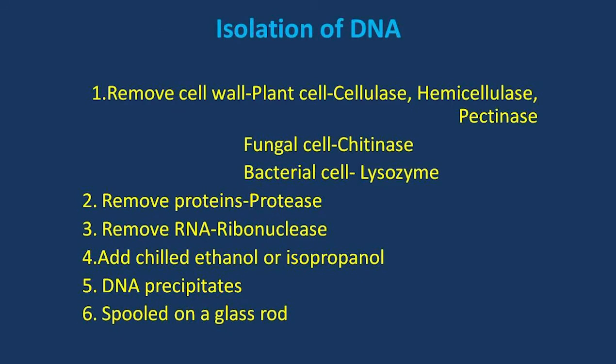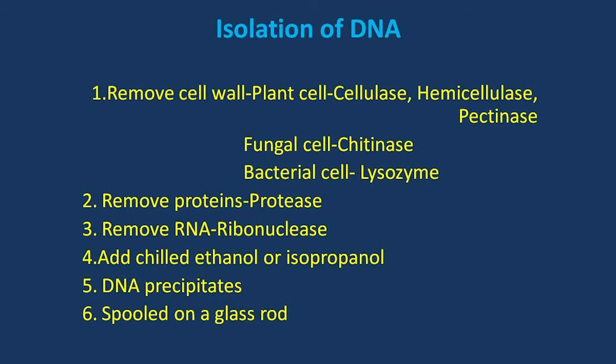Now let us look at the first step in genetic engineering, isolation of the gene. In this step, what we are doing first is we are isolating DNA from a cell. If you are isolating DNA from a plant cell, first you have to remove the cell wall using enzymes such as cellulase, hemicellulase, and pectinase. If you are isolating DNA from a fungal cell, you use chitinase. If it is a bacterial cell, we use lysozyme.